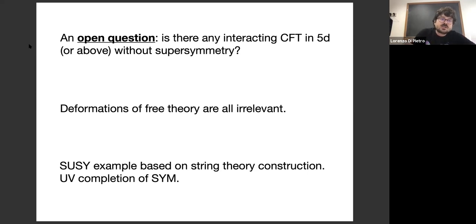On the other hand, we do know examples of conformal field theories in 5 dimensions with supersymmetry. And the reason they evade this difficulty is because they are based on string theory constructions. And I just want to remind that some of the most well-studied examples of these superconformal field theories are indeed UV completions of supersymmetric gauge theories in 5 dimensions.